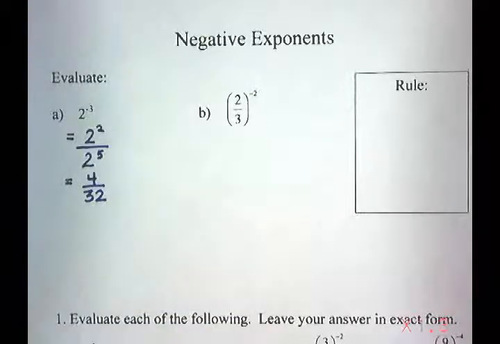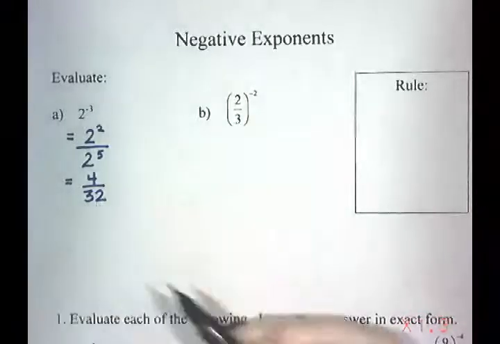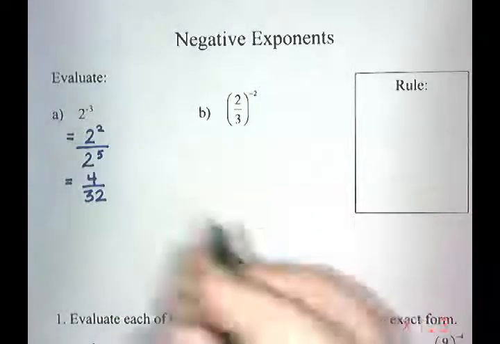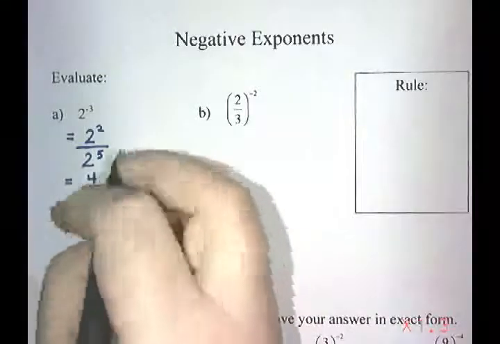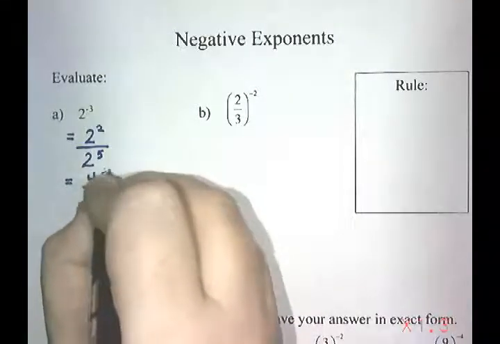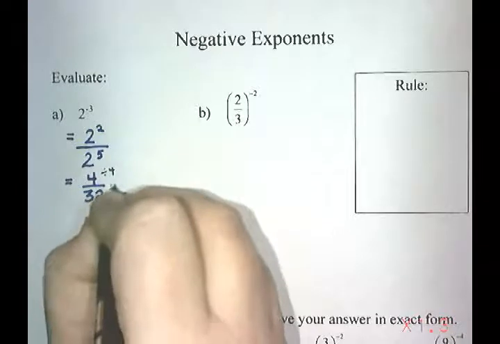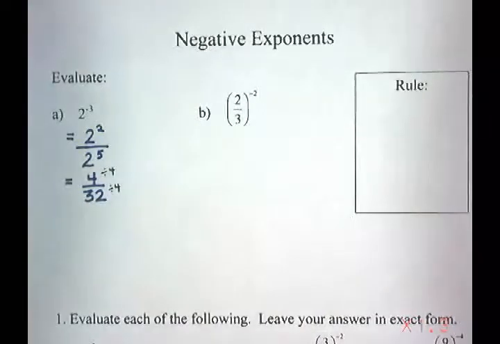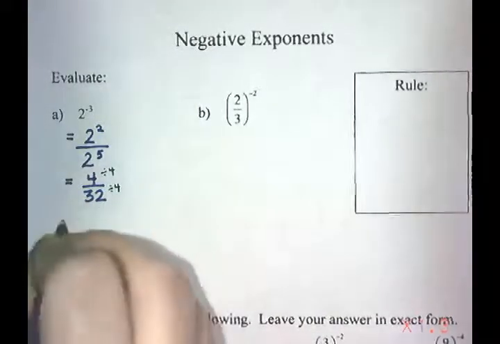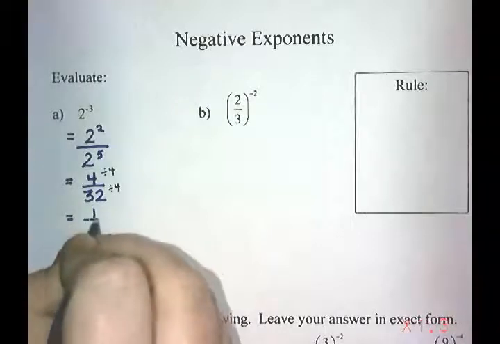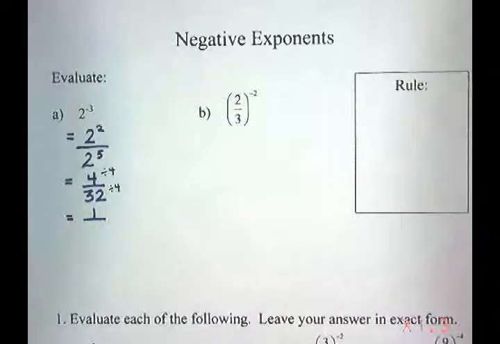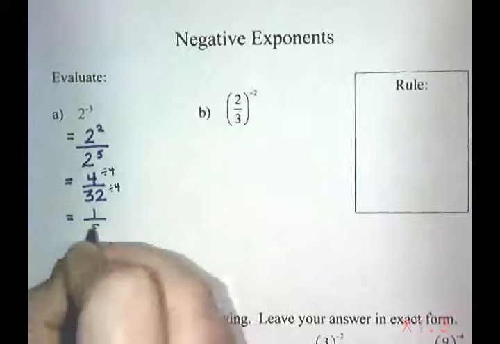Now, that's a fraction that I can reduce. I see that 4 and 32 are both even numbers, so they should divide by 2. And I believe that 32 is actually also divisible by 4. So I'm going to divide the top and the bottom of this fraction by 4. Now, 4 divided by 4 is 1. And 32 divided by 4 is 8.